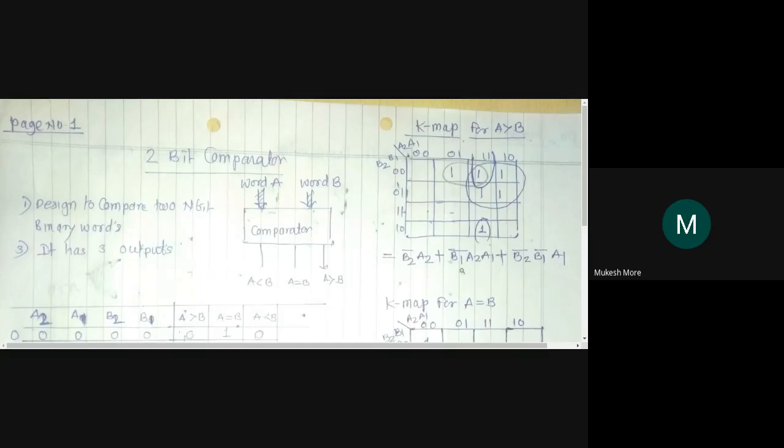Okay, and next is for this pair. B2 will be eliminated. B1 bar is there, and they are in the same column, A2 A1. So the equation is B2 bar A2 A1. So this is the equation of A is greater than B.